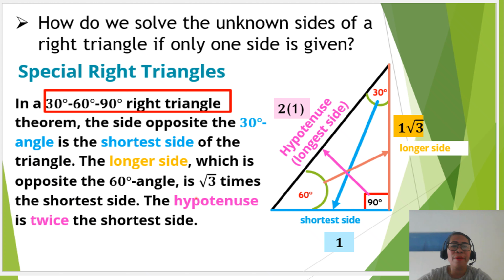It says here the opposite side of the 60 degrees angle, this is the 60 degrees, and then its opposite side, because remember guys that every angle is always opposite to a side. So the hypotenuse is twice the shortest side, and whatever the shortest side is, you just multiply it by the square root of 3. So that's the first special right triangle theorem, the 30, 60, 90 right triangle theorem.